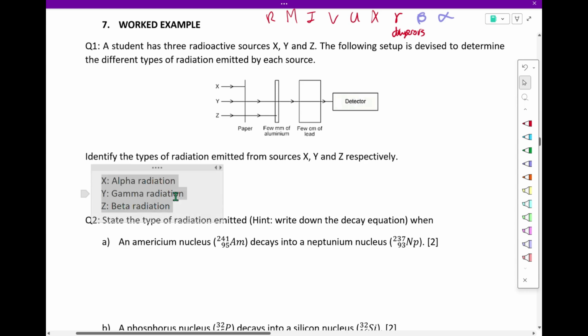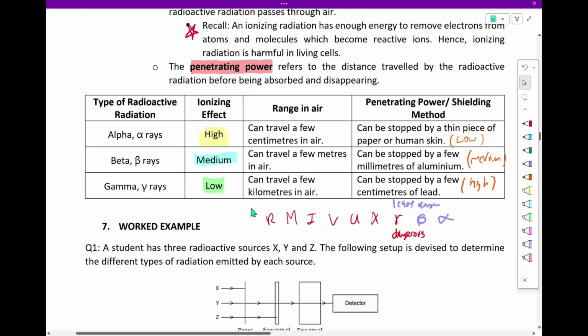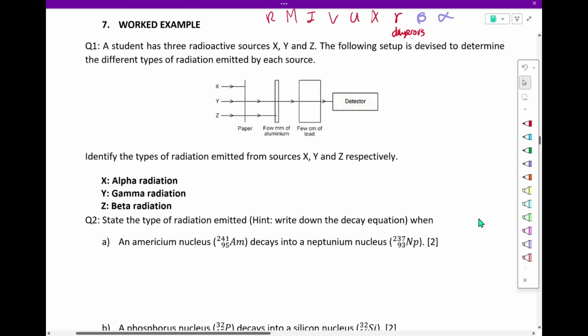Now, one thing I forgot to mention earlier is that this word here shouldn't be stopped. This word should be reduced, because there's actually no way for us to stop gamma radiation. Gamma radiation is an electromagnetic wave, right? So don't forget, it can travel through almost any medium: solid, liquid, gas, and even your vacuum. So there's no actual way to stop it. You can only reduce the amount until it's insignificant. Okay, so do take note of that.